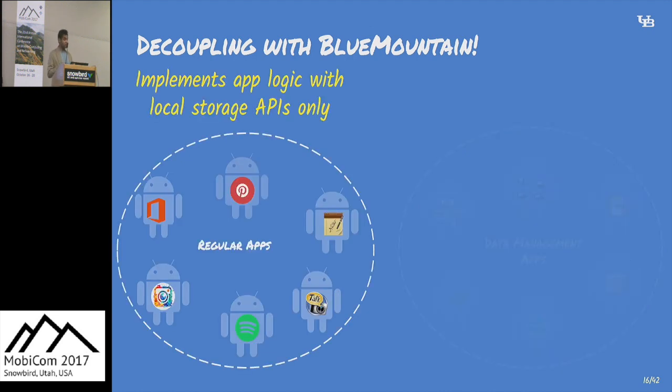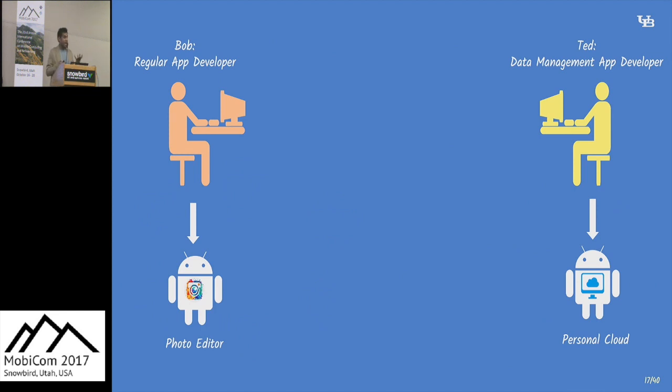In this ecosystem, a regular app implements app logic only, assuming a locally available storage. A user in this ecosystem can install both the applications and link any regular app with a data management app of their choice. Let's see this ecosystem in action.